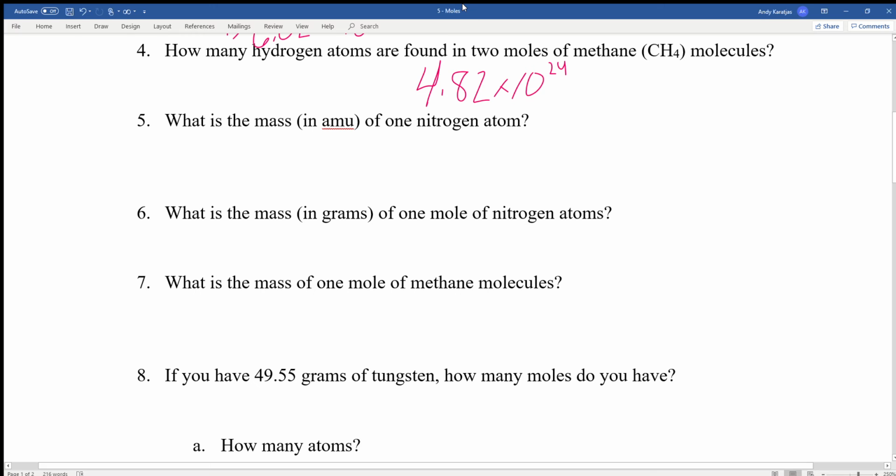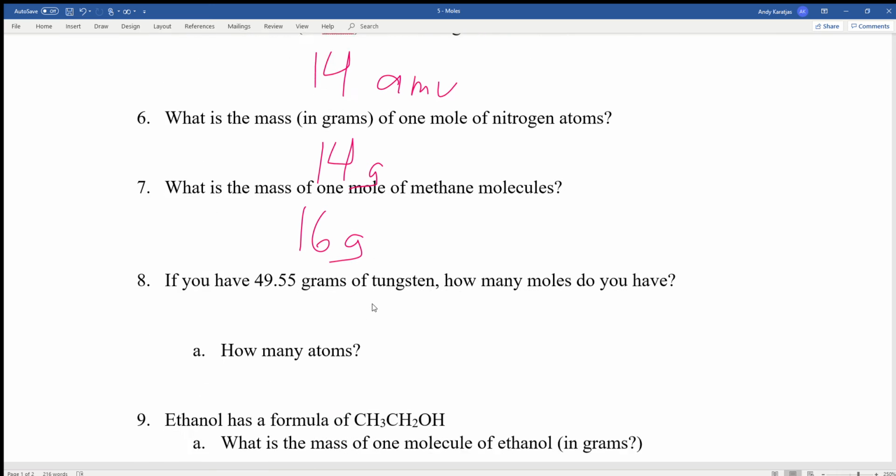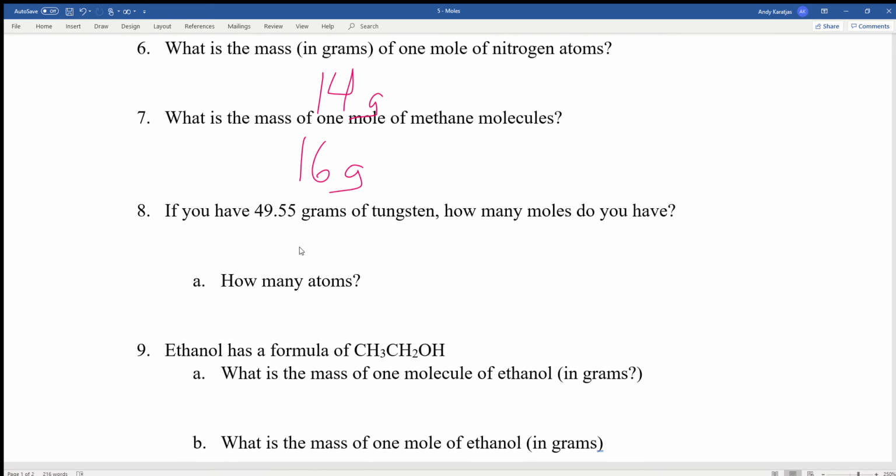All right, what's the mass of 1 nitrogen atom? For that, we just go right to the periodic table, and we get 14 AMU. 1 mole of nitrogen atoms is 14 grams. One mole of methane molecules, well, we did that one before, but that's 16 grams. Now for the rest of these, we're going to be doing some calculations.